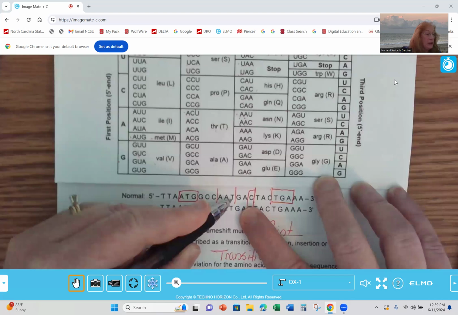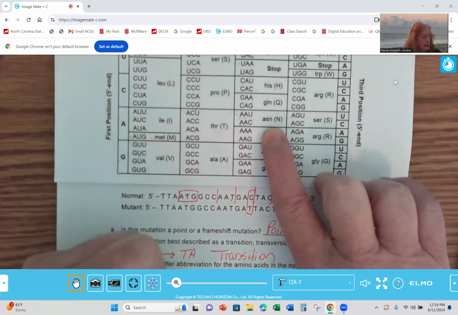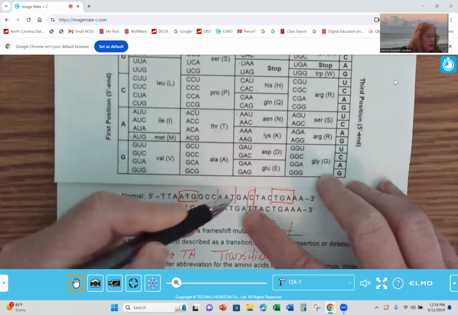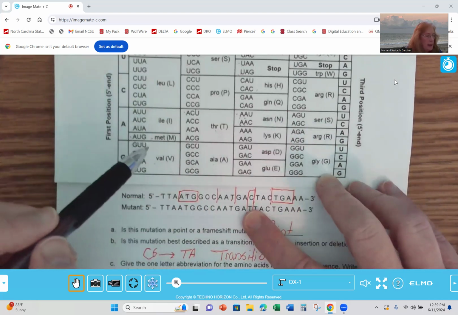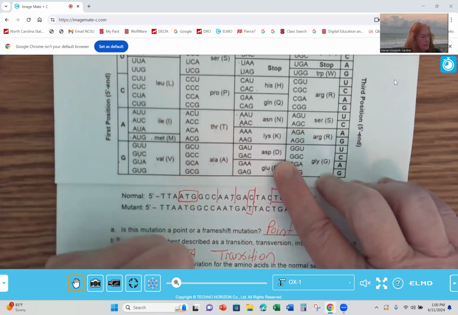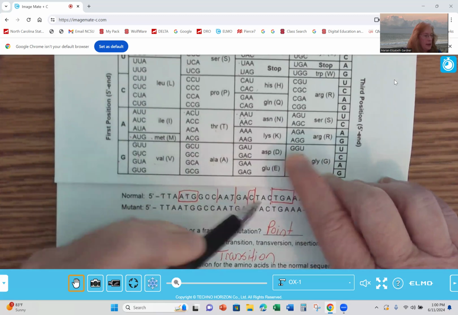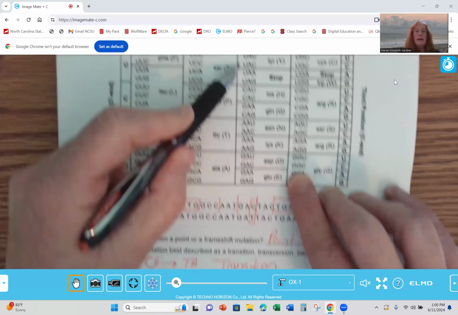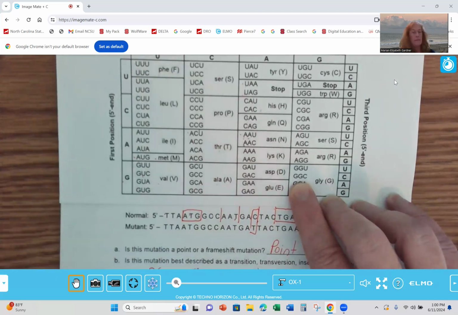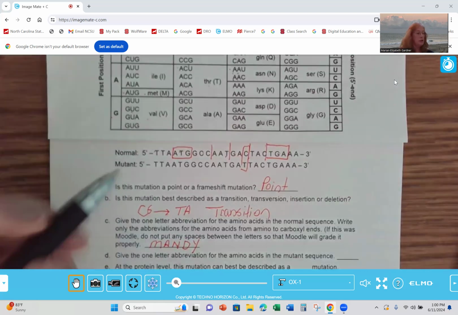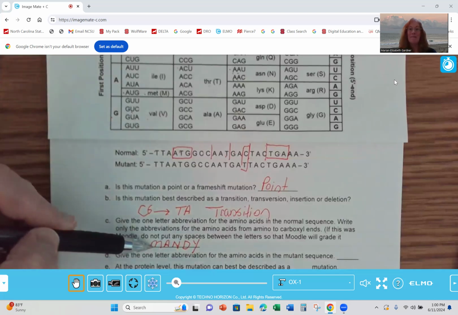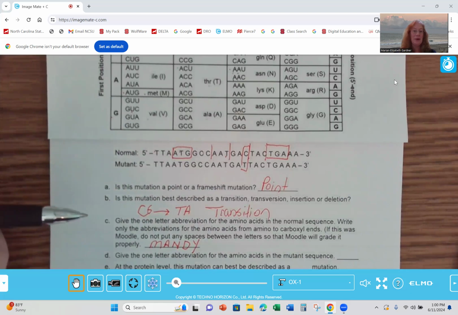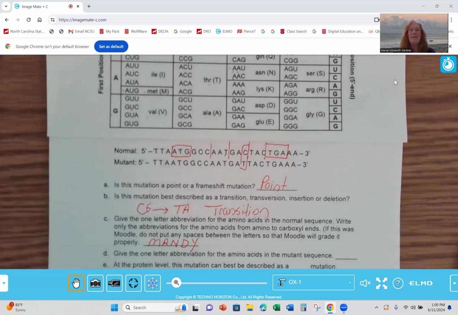AAT, which would be like AAU, looks like N. GAC, D. And UAC, since it says T, remember we're going to mentally change that to U. So UAC is tyrosine. So our first initial protein spells a word, Mandy. Now you will note that some of these do spell words, and these words will all start with M because methionine is going to be the first amino acid in the protein.